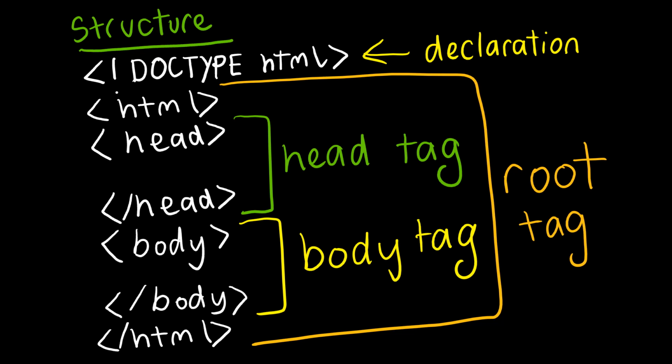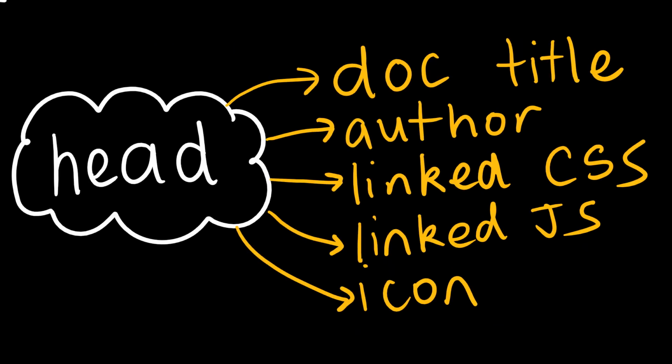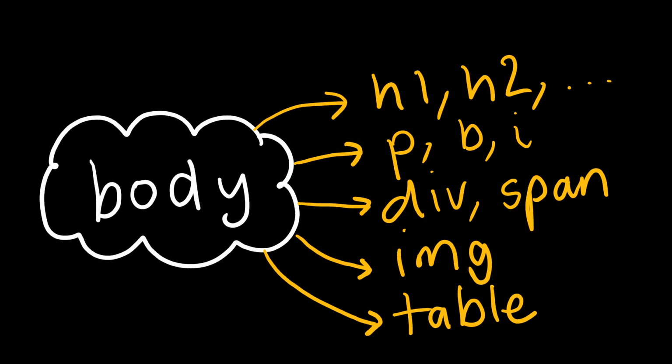From here, everything in a HTML document can be split into one of two categories: information that we need to know but should not be displayed on the web page, and information that should be displayed. Everything that won't be displayed on the page will go into the head tag, and everything that will be displayed will go into the body tag. Things that go inside the head tag include the document title that will be displayed in the tab, the author of the document, any linked CSS files to style the document, any externally linked JavaScript files, and the icon that also appears in the tab. Things that go inside the body are any content we want to display to the user.